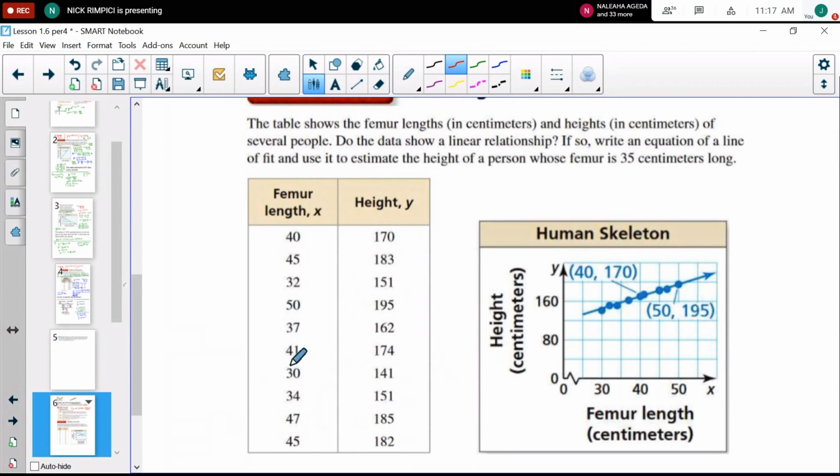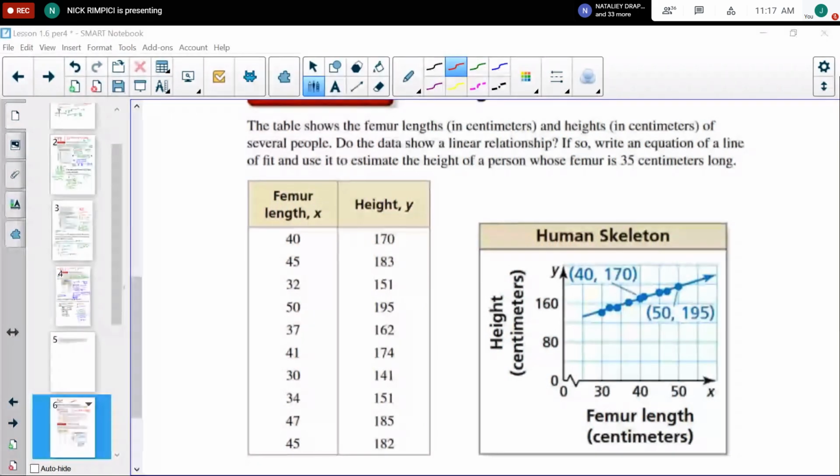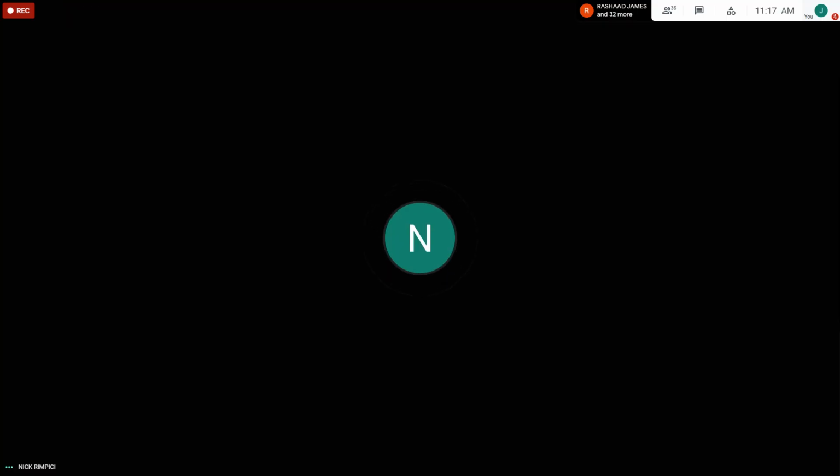So what I'm going to do is all this stuff has to go into Desmos. So let me bring this over there. I'm going to bring this over to Desmos, and we'll take a look. Okay, let's go to Desmos.